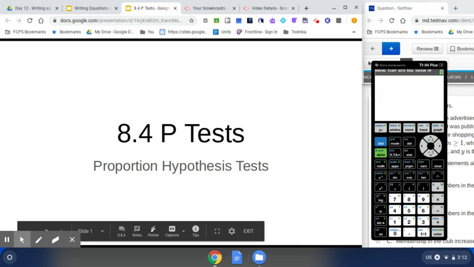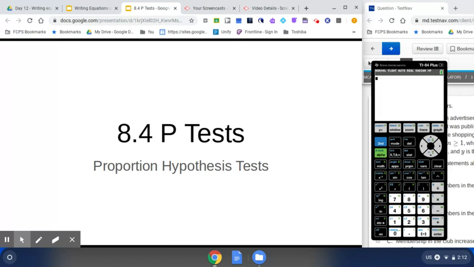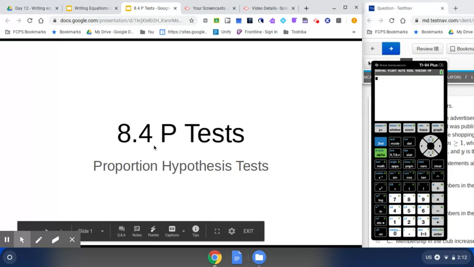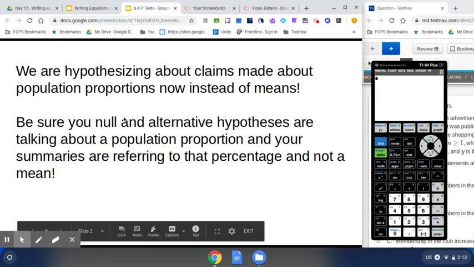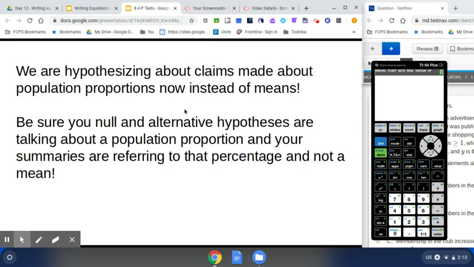Okay, today we're going to be covering 8.4 in your book, which is dealing with proportion hypothesis testing, or for short, p-tests. So a couple of differences between the hypothesis testing process that we've been working with for means lately and the new ones that we're going to be discussing today for proportions. First of all, we want to make sure that we're hypothesizing about population proportions instead of means. So the null and alternative hypotheses need to be written in terms of the population proportion P.